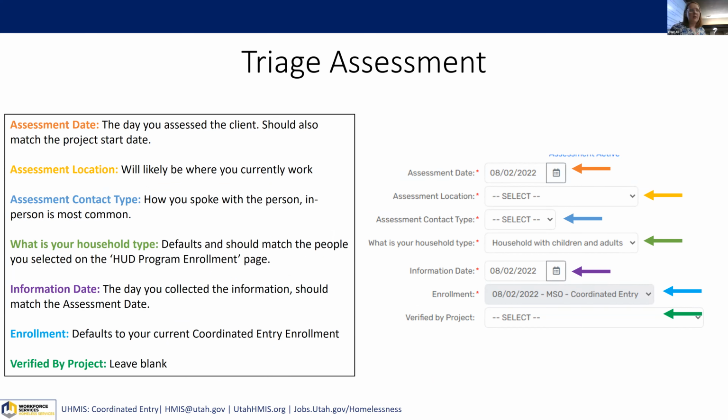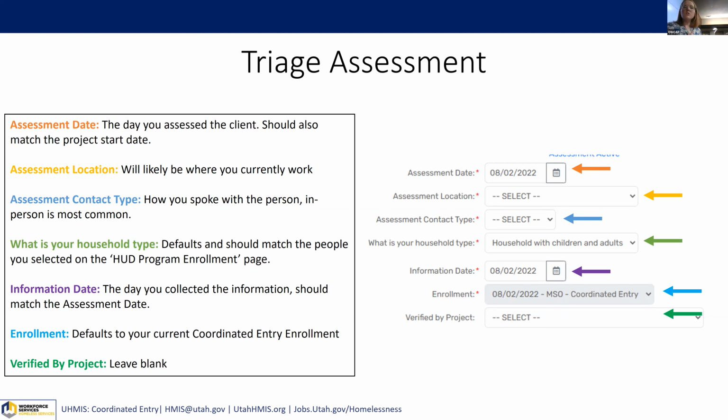How you talk to them, most of the time this is in person. Sometimes it's virtual or over the phone, that's fine. Your household type defaults based on how you set up the enrollment. So if you enroll two people into your coordinated entry enrollment, it's going to say it's a family with children and adults. Your information date should match your assessment date, and then the enrollment will default to the coordinated entry enrollment you created. You won't be able to change that. The verified project, you do not need to fill out. If you were getting that information from another project that doesn't use HMIS, you could use that to track it. You do not need to fill it out, and that's why there's no red asterisk next to it.